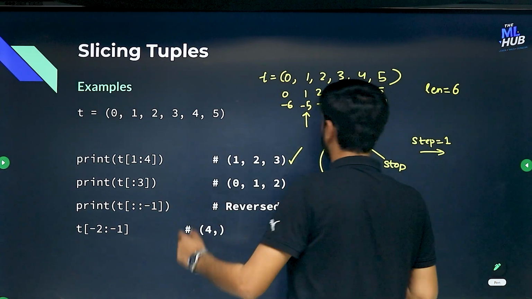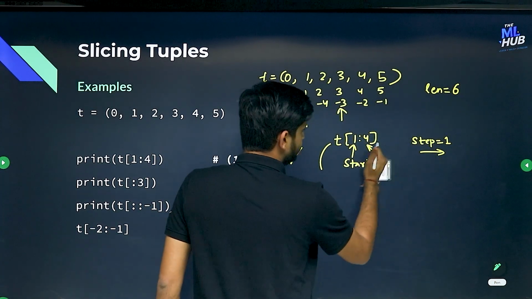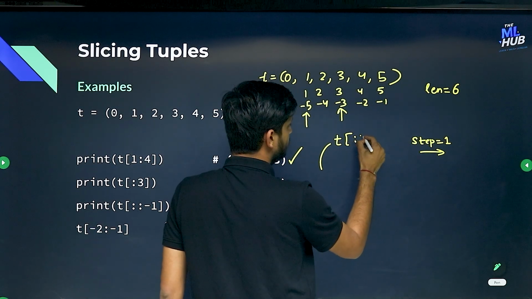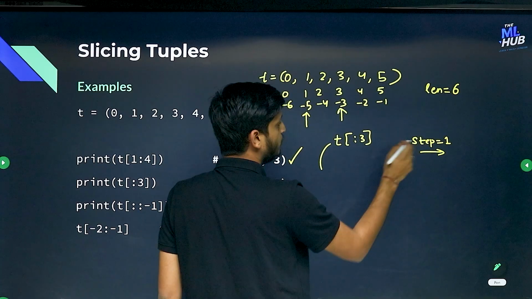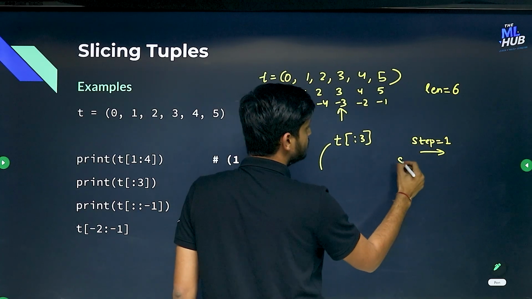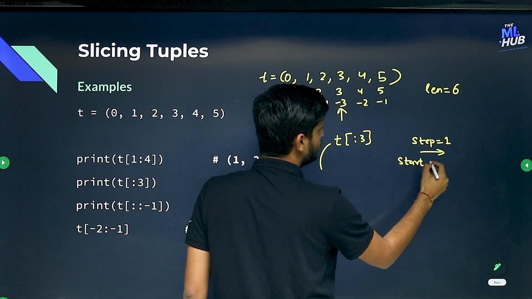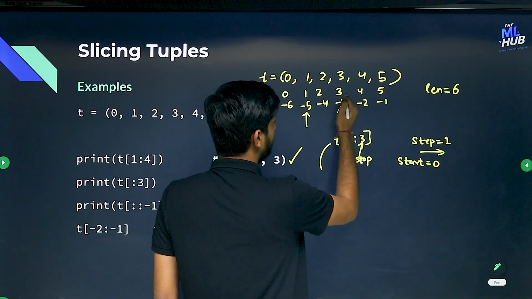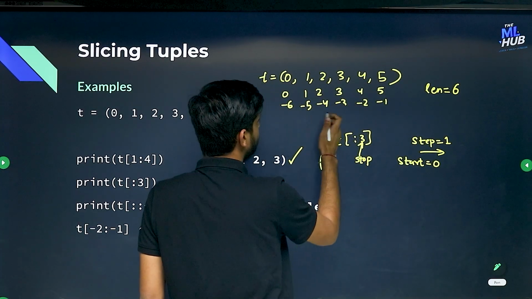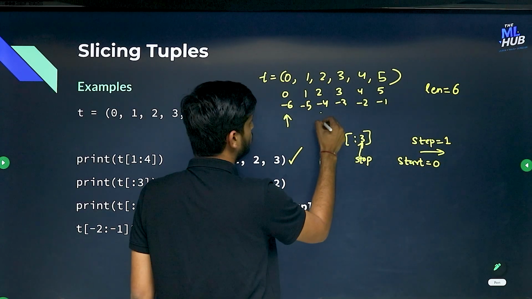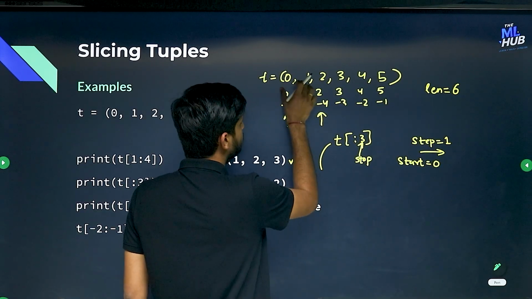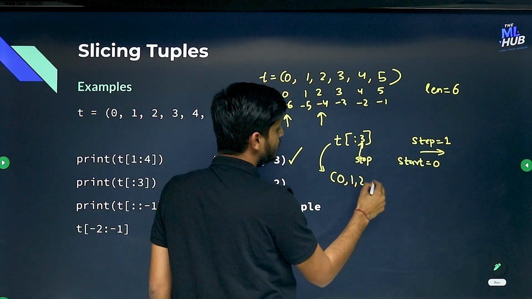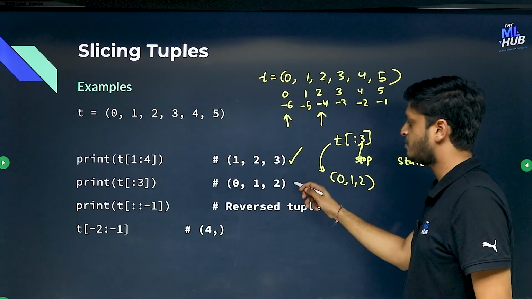Similarly, if you do t[:3], here also step size is not given, so default step size 1 will be taken. Start is also not given, so the start default value is 0 and stop is given as 3. So what will we take? We will go from 0 to 2 because 3 is not included. So 0, 1, 2 elements will be given. Another tuple will be created containing the values 0, 1 and 2. So this will be the output.